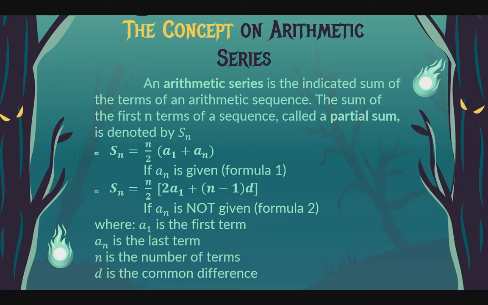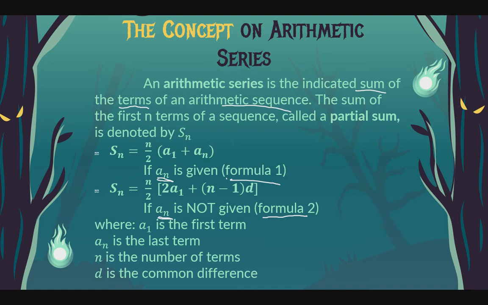Next, punta naman tayo sa arithmetic series. Ang pinagkaiba ng arithmetic series sa arithmetic sequence is ang series ay sum ng lahat ng terms ng arithmetic sequence. So, meron tayong dalawang formula na ginagamit. Itong formula 1 natin and formula 2. So, paano natin malaman kung kailan natin gagamitin yung dalawang formula na to? Gagamitin natin yung unang formula kapag given yung last term, at gagamitin naman natin yung pangalawang formula kapag hindi given yung last term.